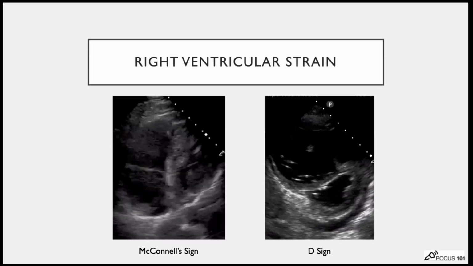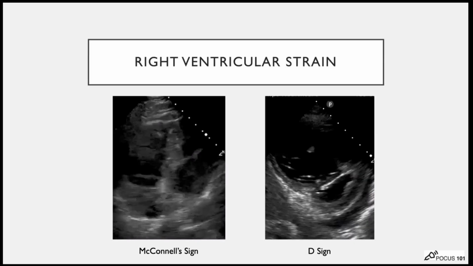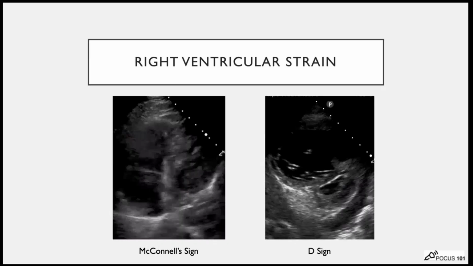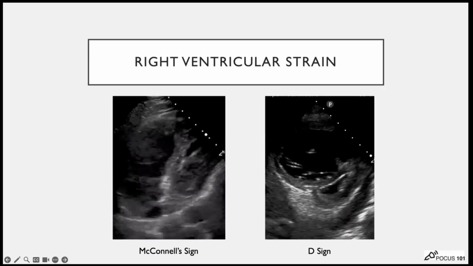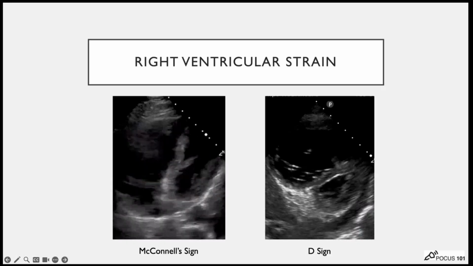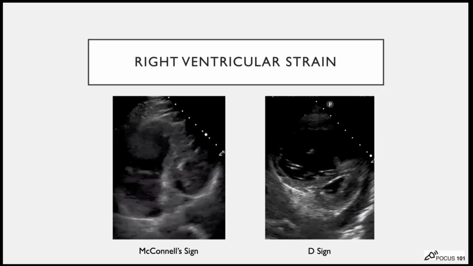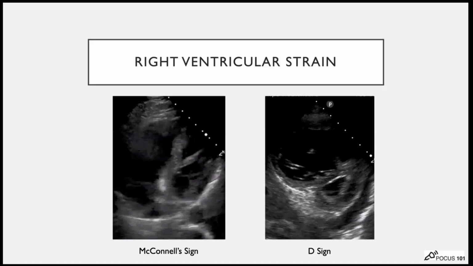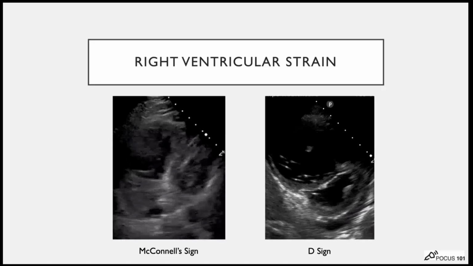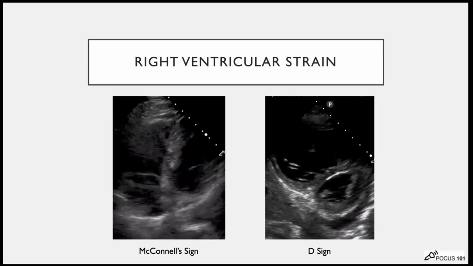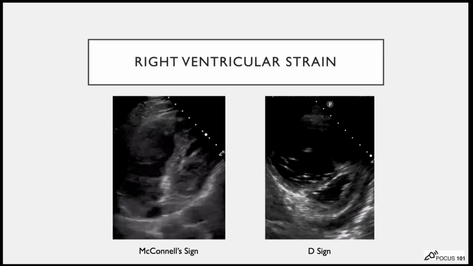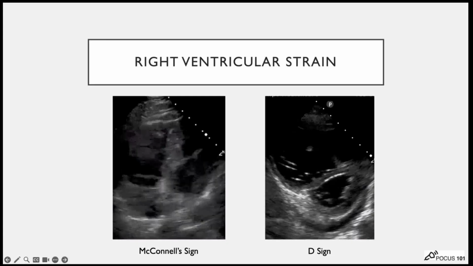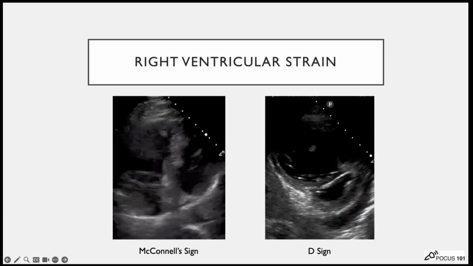Just as a note, the presence of any of these findings is suggestive of RV strain, but it's not specific to pulmonary embolism. If there's any evidence of right heart strain that you see on your scan of the heart, you should proceed to doing an exam of the legs for a possible DVT. If you end up finding evidence of a DVT on your exam in the setting of right heart strain, the chances of the patient having a PE rise significantly.